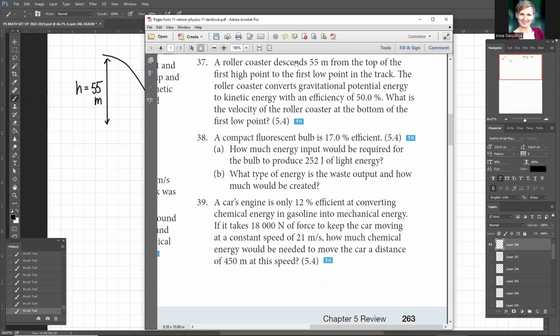A roller coaster descends from 55 meters at the top, which is the highest point, to the first low point on the track. The roller coaster, as we know, converts gravitational potential energy to kinetic energy. And here's the keyword: with an efficiency of 50%. What is the velocity of the roller coaster at the bottom of the low point?